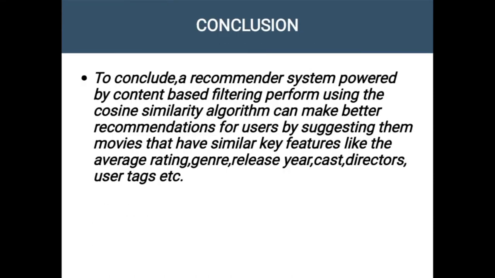So to conclude our project, it is a movie recommendation system powered by content-based filtering. It performs using the cosine similarity algorithm. So it makes better recommendations for users by suggesting movies that have similar features like average rating, genre, release year, cast, budget, tagline, directors, crew, and many other things. So this is our whole project.